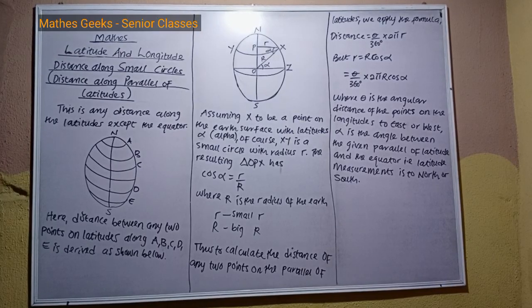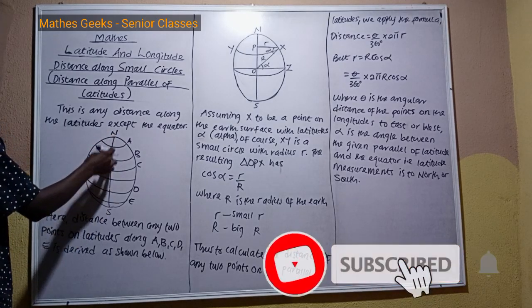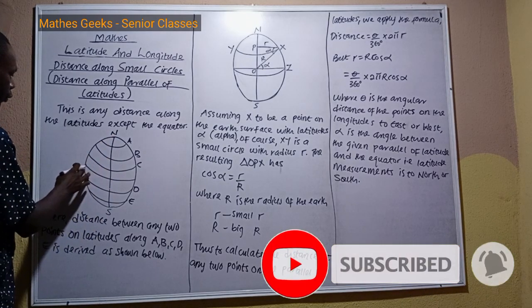In this video, we're going to look at distance along small circles. Distance along small circles is also known as distance along parallel of latitudes. Why is it stated as parallel of latitudes? It's parallel because every small circle is parallel to the equator.